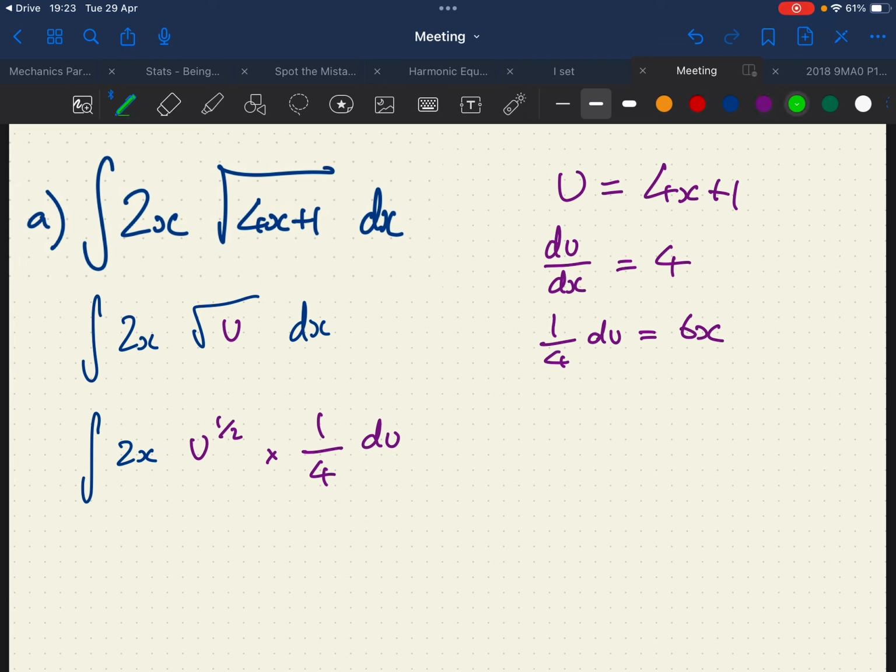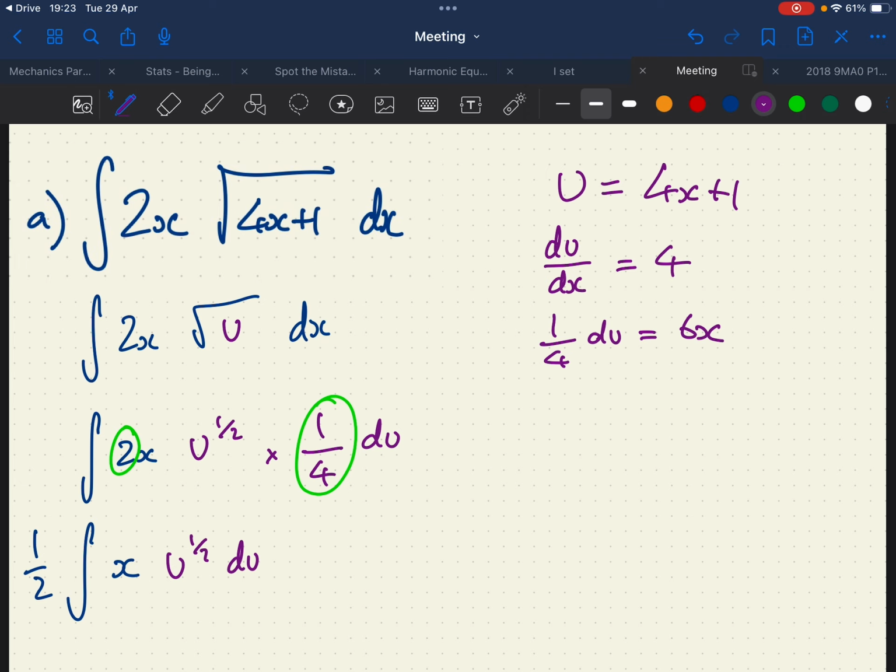Numbers can be brought together. So for example, this 2 and this quarter make a half, and that can be written at the front here. That then leaves me with this. Okay, so the only problem here is solving x.